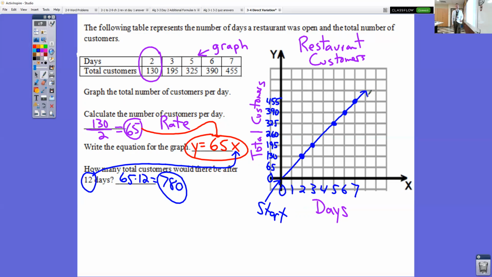So that's what you're doing today. Make sure that you don't forget to title your graph. Make sure that you don't forget your labels, and make sure you don't forget the arrow on the end.